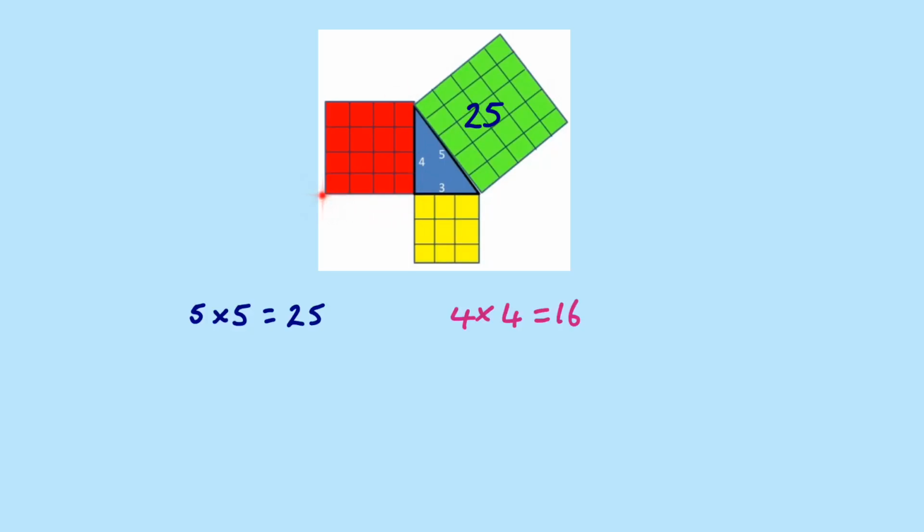4 times 4, so the square on one of the other sides, which equals 16, plus the square of 3. We've got 3 times 3, so that is 9. So let's just check Pythagoras' theorem. So the square on the hypotenuse is equal to the sum of the squares on the other two sides. So 25 is equal to 16 plus 9.